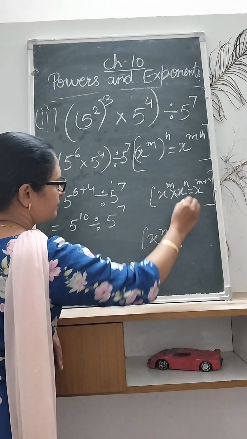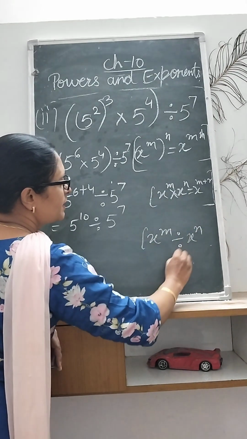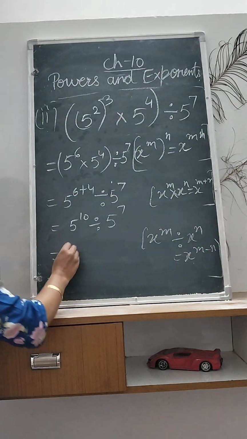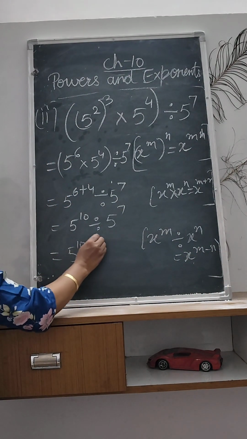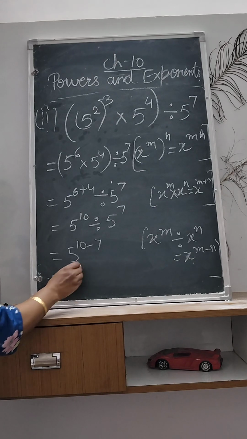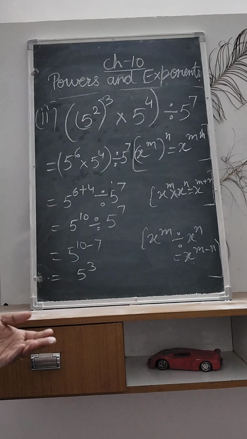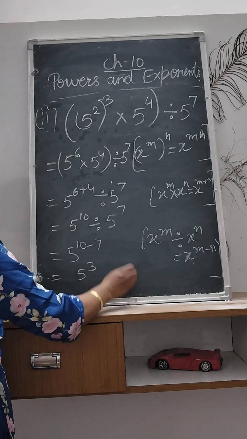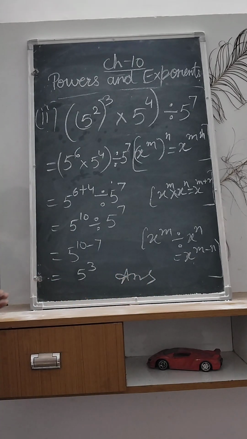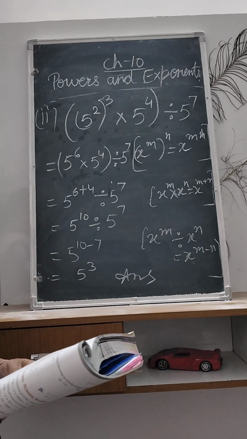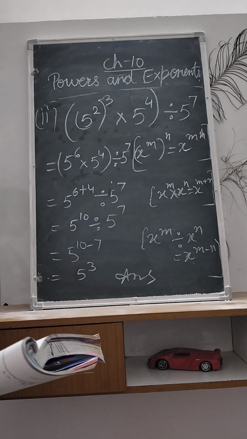For division, the powers are subtracted. Now 10 minus 7. What did we get? 5 raised to power 3. As the answer has to be written in exponential form, 5 raised to power 3 is your answer. Okay students, in this way you can solve the other parts also. If you find any difficulty then you can let me know.